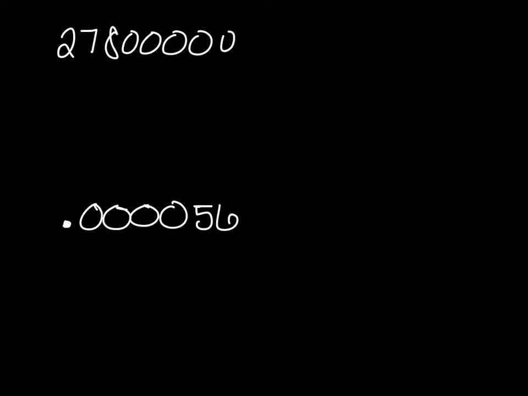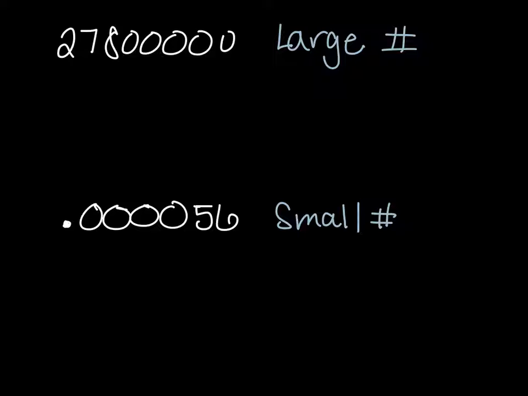Scientific notation is a way that scientists easily handle very large numbers or very small numbers to be able to work with them. So right here I have a very large number and a very small number. And when we do scientific notation, we want one number to the left.